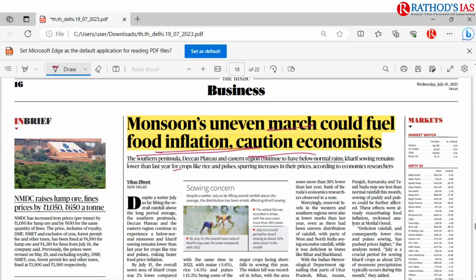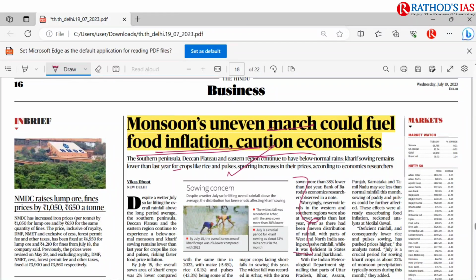Okay, so here you can see this infographic regarding sowing concern. Despite a better July so far, lifting overall rainfall which is above average, the distribution has been erratic, and it is also affecting the kharif sowing. Here the widest fall was recorded in Arhar, with an area more than 38% lower, and July is a crucial period for the kharif sowing. About 32% of rains occur in this month.